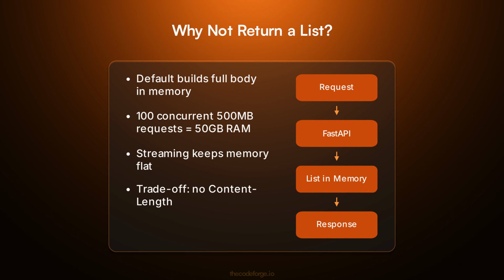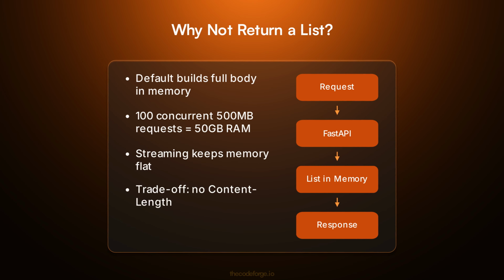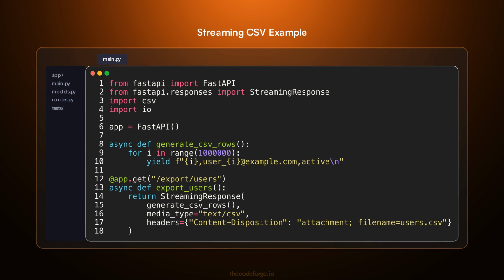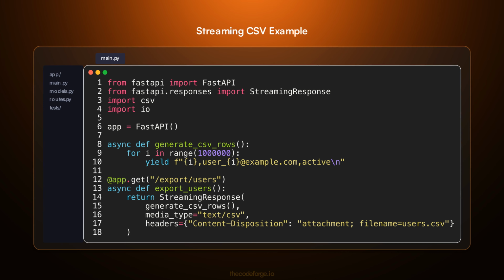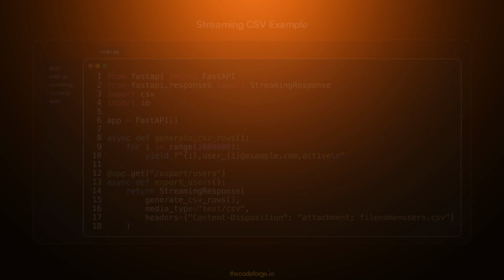Returning a list or dict builds the entire response body in memory. For large payloads, this is a disaster. StreamingResponse sends data as it's produced, keeping memory flat regardless of response size. Here's a basic streaming CSV endpoint. The generator yields rows one by one, and StreamingResponse sends them as they come. Notice we set the media type and content disposition header manually.